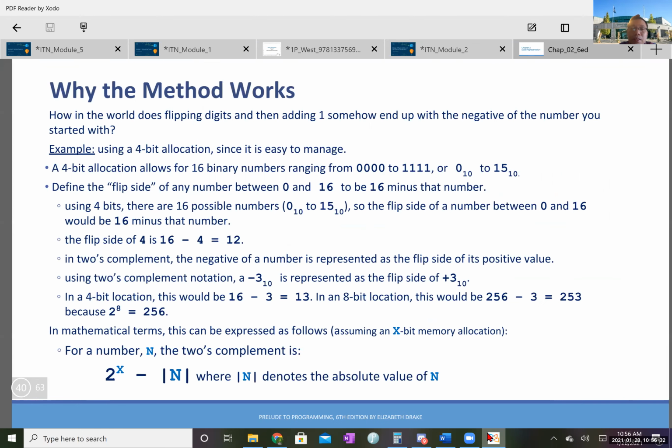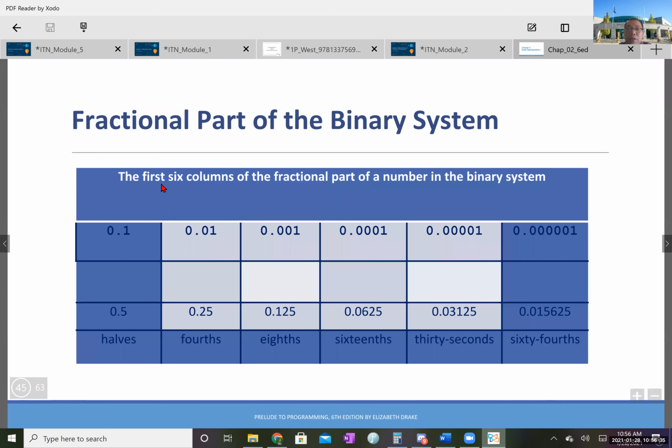okay, we remember the decimal fraction when we're working with the fraction part. You see, it starts with the columns of -1, -2, -3, -4, -5, and -6. And since it is base 2, we have 2 raised to -1, 2 raised to -2, 2 raised to -3, 2 raised to -4, 2 raised to -5, and 2 raised to -6. So 2 raised to -1 means 1/2. You have half, 1/4, a fourth, 1/8, 1/16, 1/32, and 1/64.